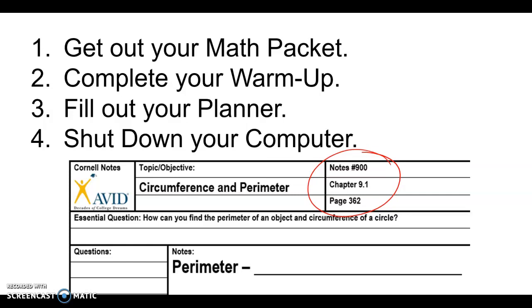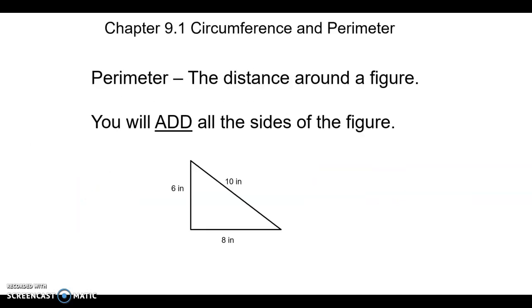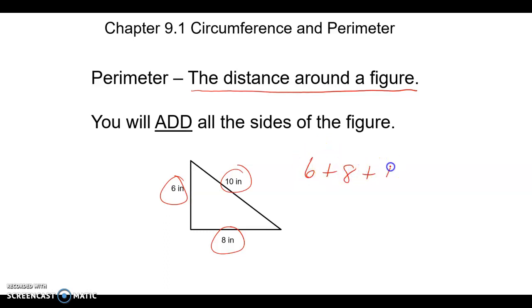Alright, so notes for 900. Circumference and perimeter. So here's the definition of perimeter: the distance around a figure. So to find the circumference or the perimeter, you just add up all the sides of the figure. So on this one we go 6 plus 8 plus 10, and that would give us 24 inches.